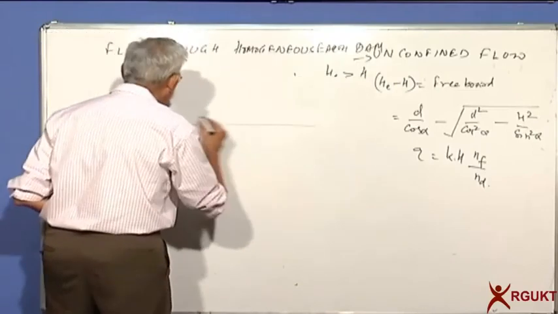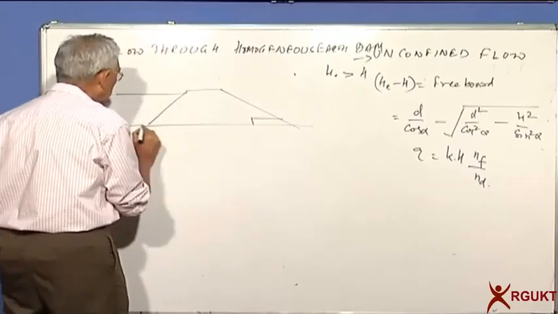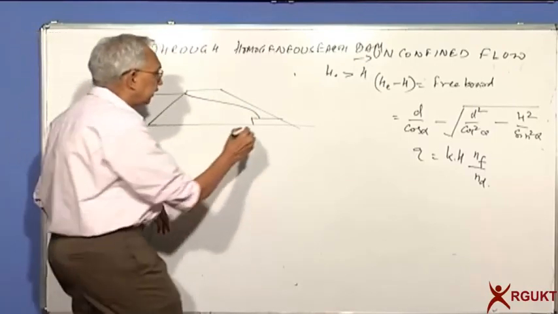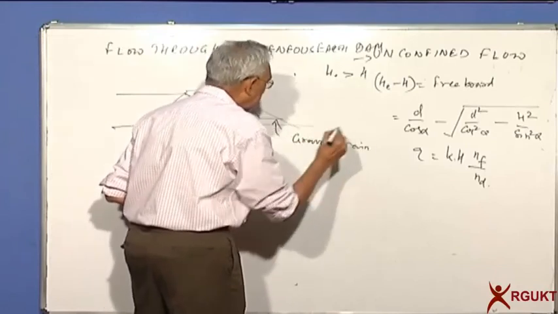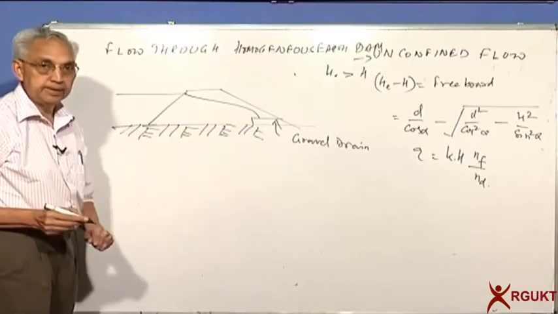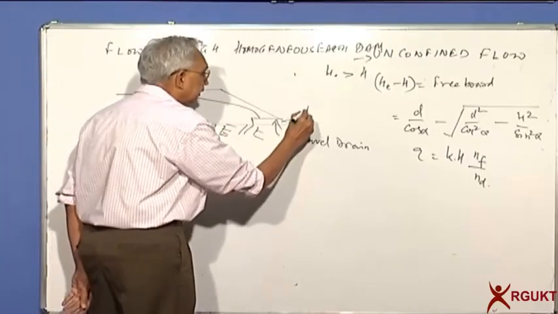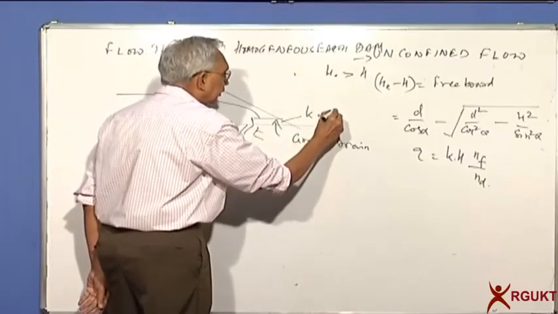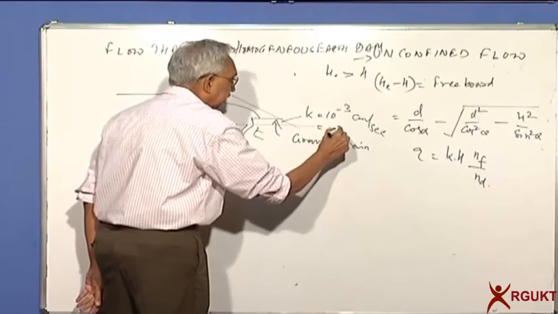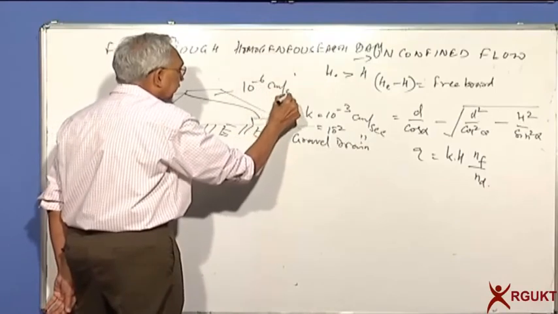So here is the dam. Suppose I provide a drain. What you find is that the phreatic surface will not go there. This is what you call a gravel drain. This is impervious. You do not want the flow line to go to the downstream face, and it will not go downstream because you have a highly pervious material. K here is around 10 to the power of minus 3 centimeters per second, or even 10 to the power of minus 2, whereas the embankment is 10 to the power of minus 6 centimeters per second.